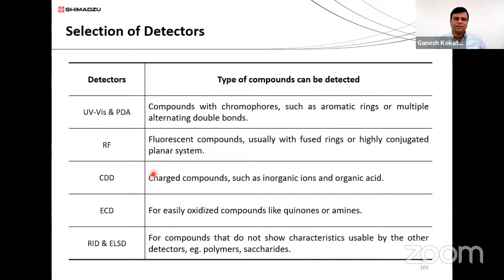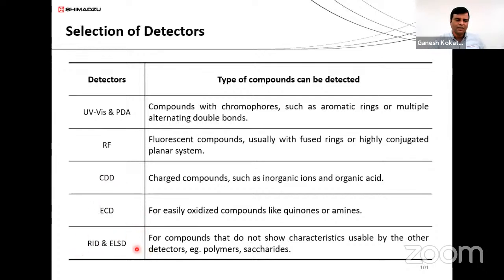Then for the charged compounds, if those are the inorganic ions or maybe organic ions, normally we use CAD detectors. Then the compounds which are oxidized, like quinone or maybe amines, we use ECD detectors. Though now this detector is not used as such longer. That's why I'm not explaining today.